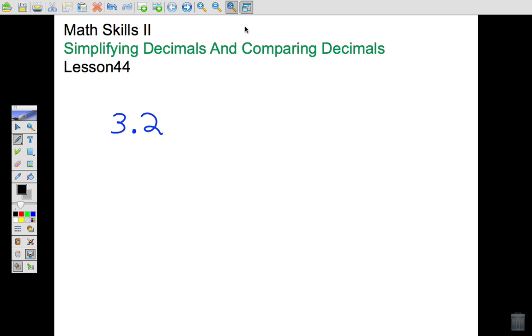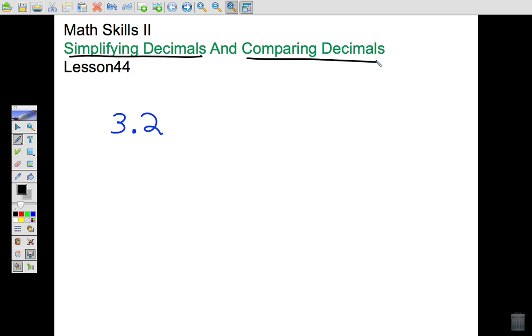All right, today, this morning or afternoon, depending on where you're at, we're going to talk about the topic of simplifying decimals and comparing decimals. So there's two topics here, simplifying decimals and then comparing decimals. Now we've worked with decimals a little bit so far. Let's take a look at the decimal 3.2.